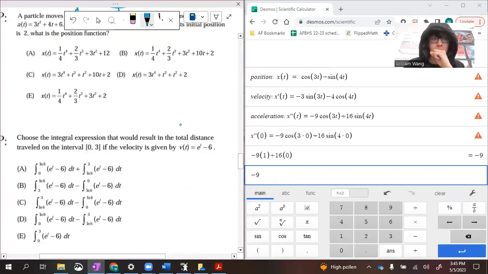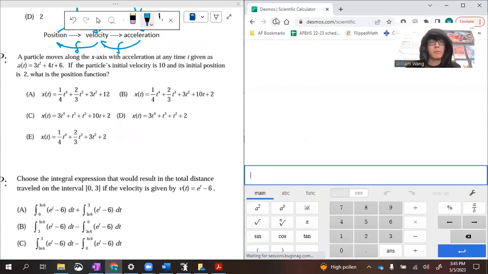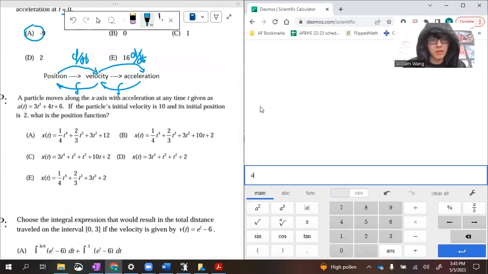Okay, cool. Let's keep going. A particle moves along the x-axis with acceleration at any given time t, given as a of t is equal to 3t squared plus 4t plus 6. If the particle's initial velocity is 10 and its initial position is 2, what is the position function? All right, so let's think about this. Now we're going backwards, right? Because I'm starting with acceleration.